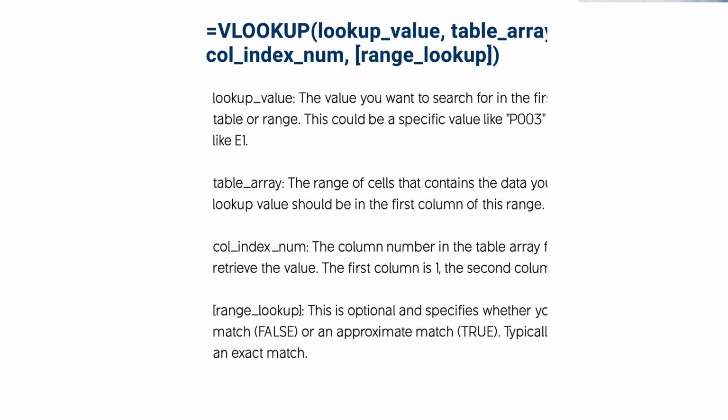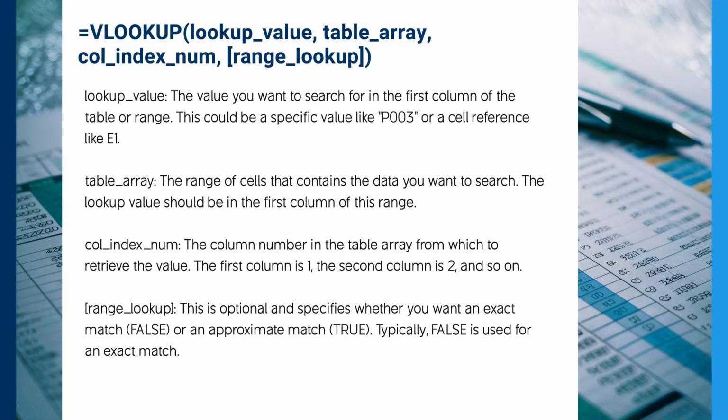Let's dive in. Let's start with the syntax of the VLOOKUP function. Here's what each part means. Lookup value. This is the value you want to search for in the first column of your table. It can be a specific value or a reference to a cell that contains the value you're looking for.